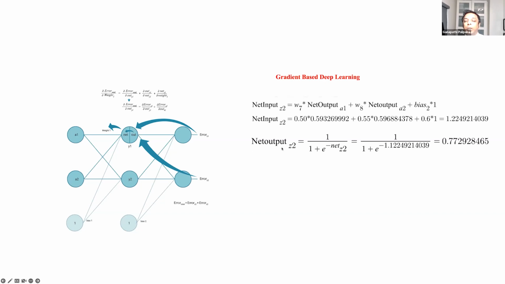And now this is where we take the value we computed for the net input Z2 and apply the logistic function, which is 1 by 1 plus e to the power of Z2. So that's basically 1 by 1 plus e to the power of this whole combination that we just got from the net input 2. That will give us the net output of Z2.